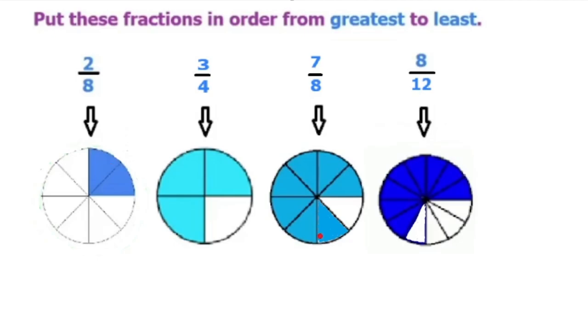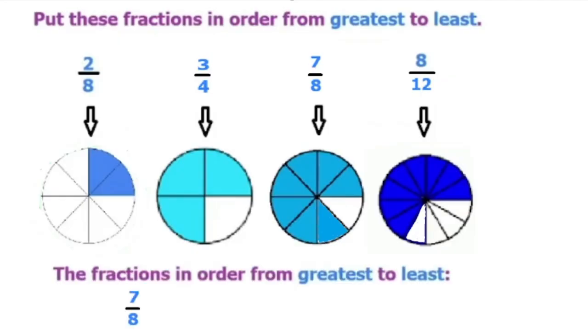7 over 8 would be a circle that's cut into 8 equal parts and 7 shaded in. Let's count them. 1, 2, 3, 4, 5, 6, 7 shaded, and 8 total equal parts. 8 over 12 will have 12 equal parts, a circle cut up into 12 equal parts with 8 of them shaded. So let's count. 1, 2, 3, 4, 5, 6, 7, 8, 9, 10, 11, 12. So 12 equal parts and 8 of them shaded in.